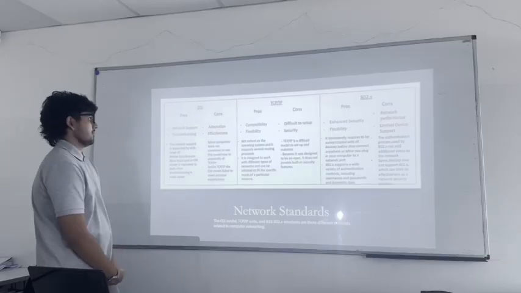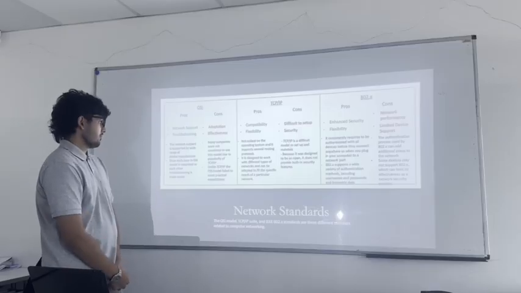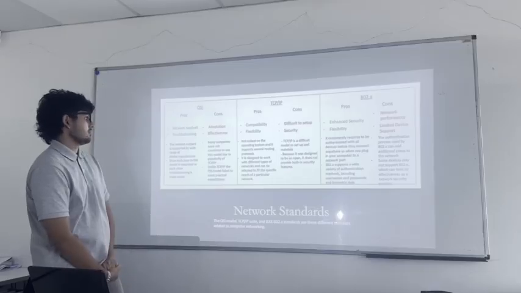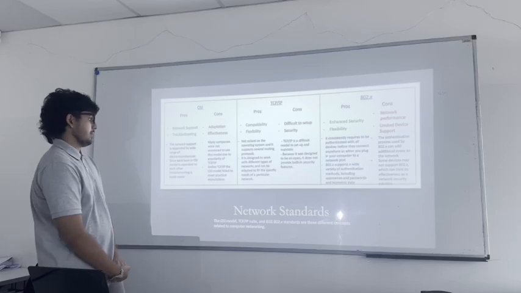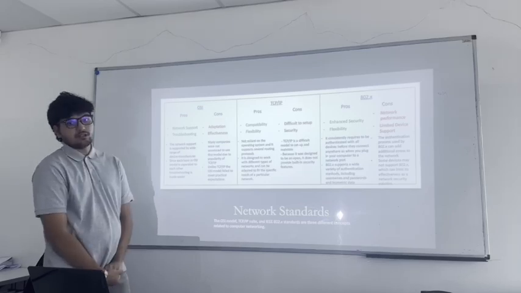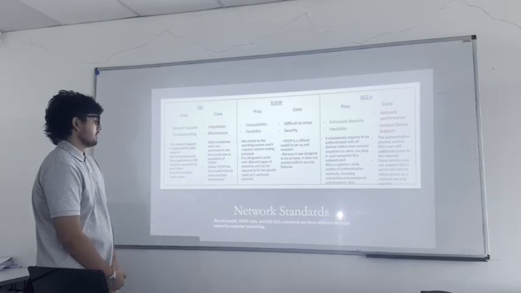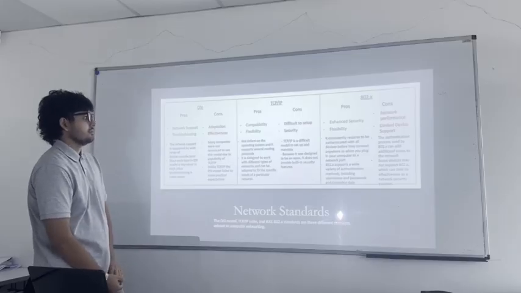However, drawbacks are adaptation. So many companies are not convinced to use this model due to the popularity of TCP/IP. And another drawback is effectiveness. So unlike TCP/IP, the OSI model failed to meet practical expectations.